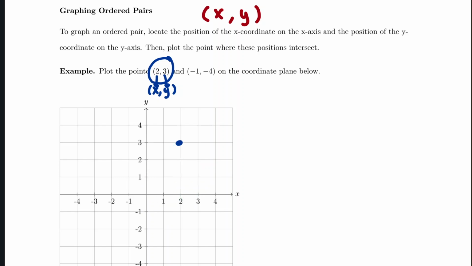Okay, now let's plot the next point in red, -1, -4. I'm going to go in the x direction first. So I'm going to find, personally, my center point. Okay, and I'm going to go -1 in the x direction. And then in the y direction, it says go -4. So I'm going to go down 4 from there. So down 1, down 2, down 3, down 4. And I would plot my point right here at -1, -4.